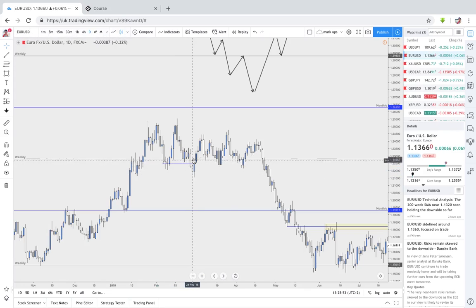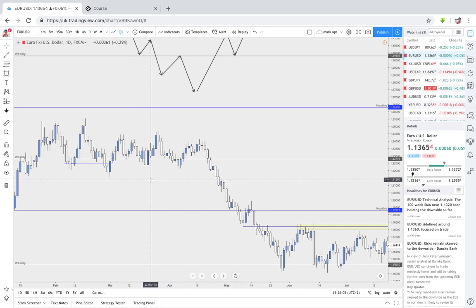Now, what do we have? We have a break below, and then we have a new candle open, form, and close below that level. Let me zoom in here a bit.